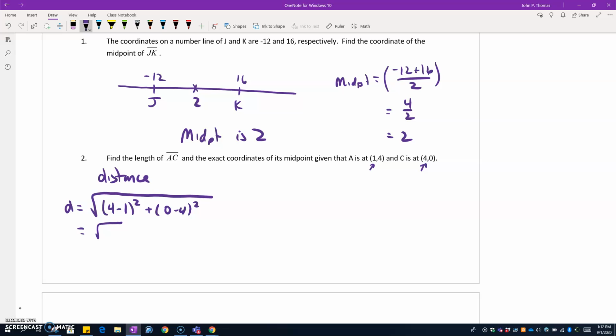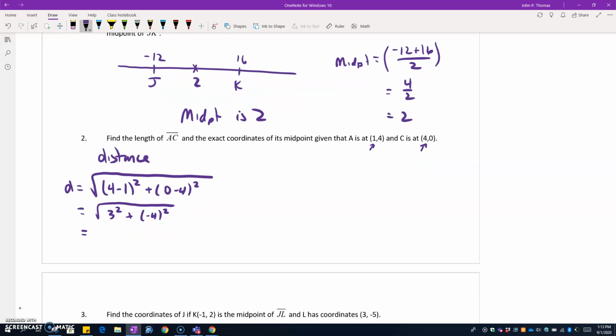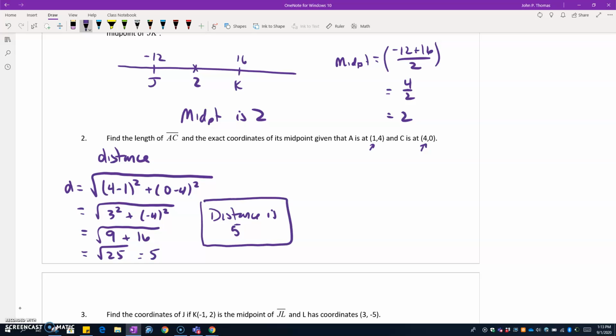4 minus 1 is 3. So I have 3 squared plus 0 minus 4 is negative 4, so negative 4 squared. 3 squared is 9. Negative 4 squared is 16. So I have square root of 25, and square root of 25 is 5. So the distance is 5.